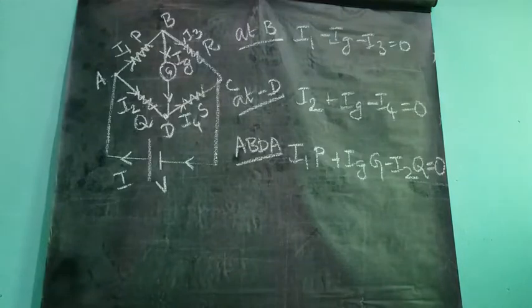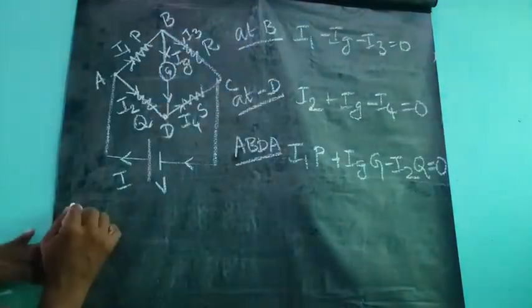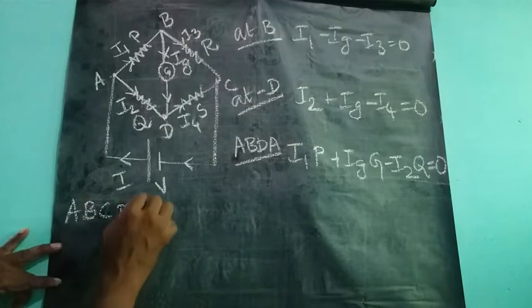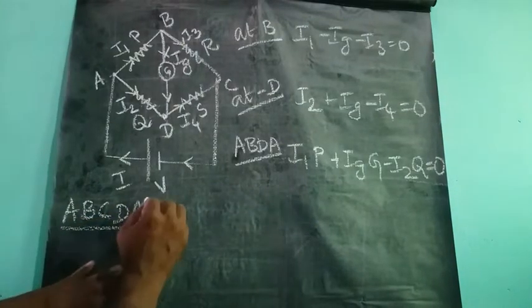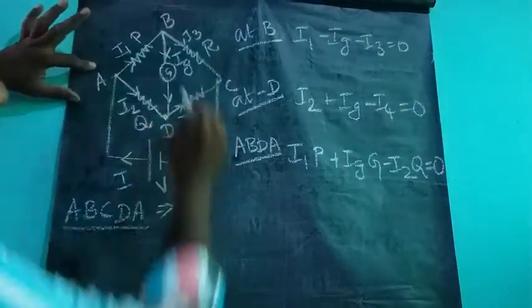Okay. Then now, let me take the whole closed loop, that is A, B, C, D, A. Okay. See, in this, start from AB. Okay, I1P.